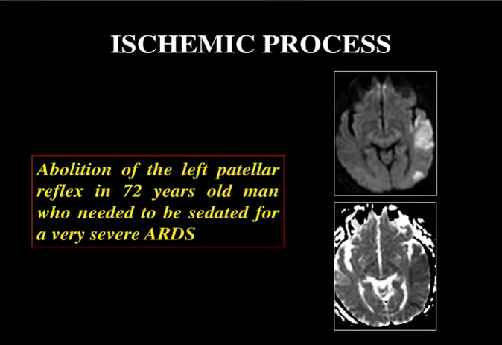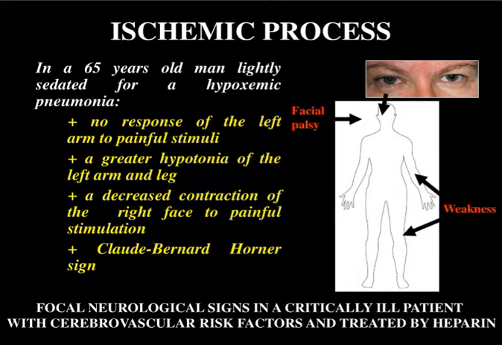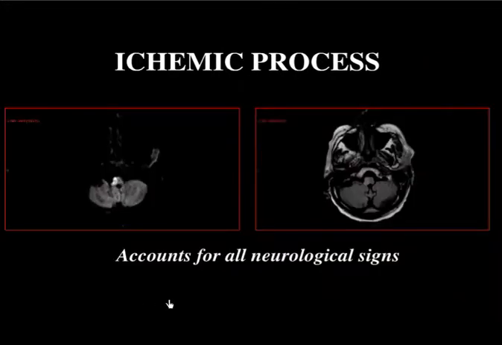He had a very severe RDS, and what we found was an ischemic stroke. This patient suddenly developed a hemiplegia associated with a contralateral facial palsy and the Claude Bernard-Horner signs. You know these signs, because this is a very well-known syndrome. It was related to an ischemic stroke of the medulla, the so-called Wallenberg syndrome.